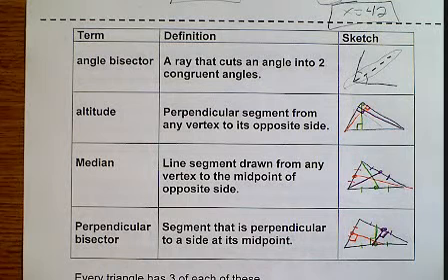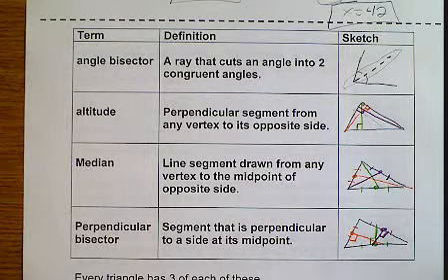They mean different things. Occasionally, we'll get a circle where an altitude is a median and the perpendicular bisector. And so we may have some triangles where one line is several of these, but they each have their own definitions that you need to make sure that you learn. So let's go ahead and move on.